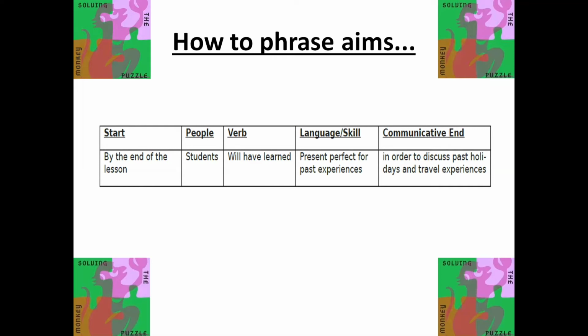And then we focus on the specific aspect, language or skill. Here it's present perfect for past experiences, and there's the communicative end to match the communicative approach. Here they do these things in order to discuss past holidays and travel experiences in this sense. And you can do the same thing with your sub aims and with your personal aims as well.